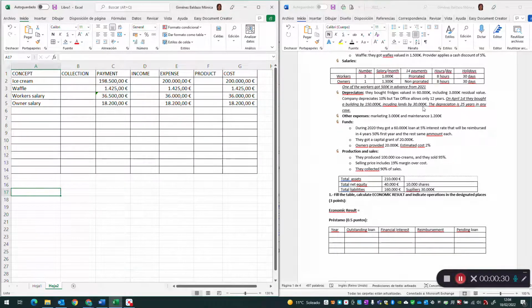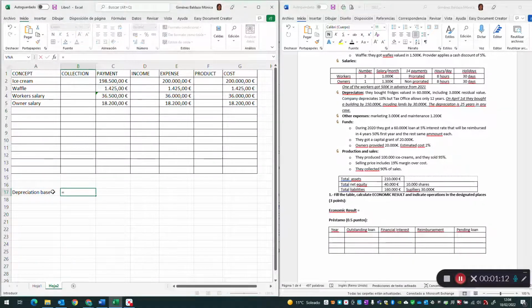Okay, so we're going to start checking how many things we have and what we can say about them. On the one side, it says they have fridges, okay? So they have a value and a residual value, and this is important information to calculate the depreciation base. And then we have the information about how the company wants to do this and how the tax office allows it. And then they have another asset, which is a building. This building includes land and depreciation is totally different, which means I'm going to calculate two different depreciation bases. One for the fridges, another one for the building. So I'm going to start with the depreciation base for the fridges.